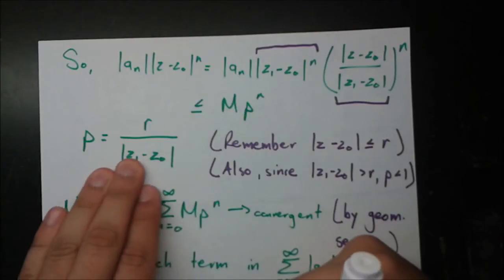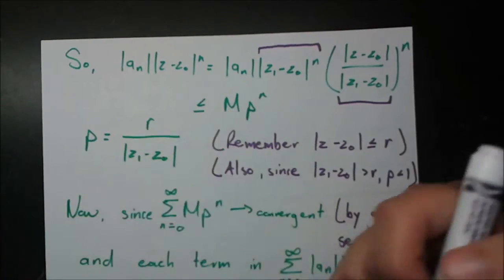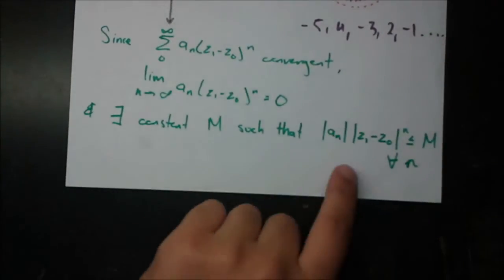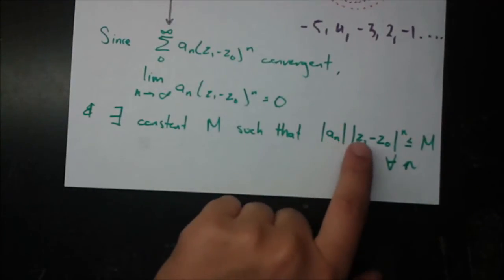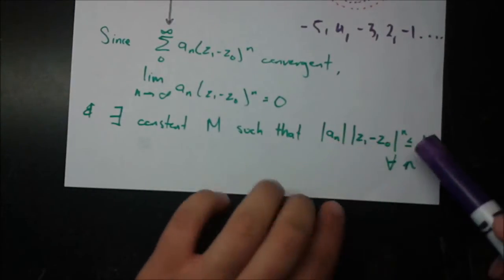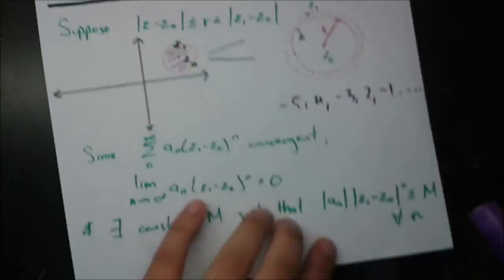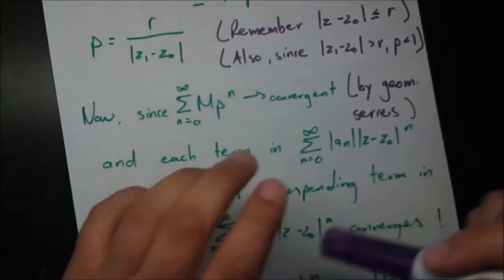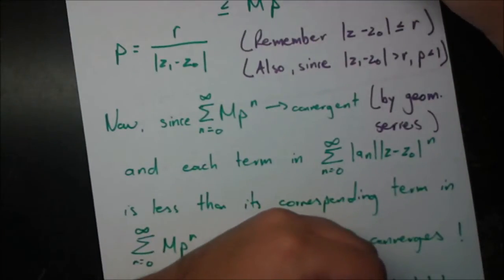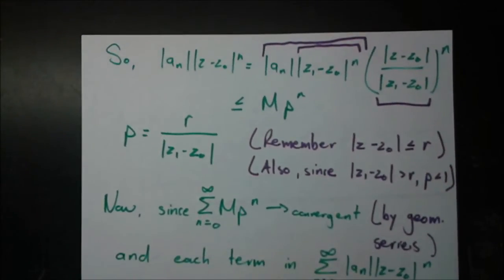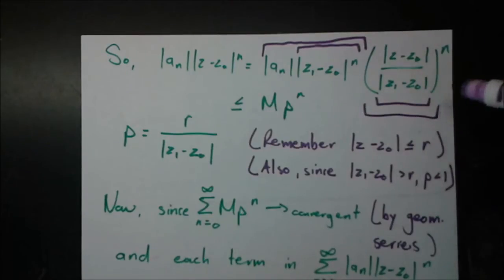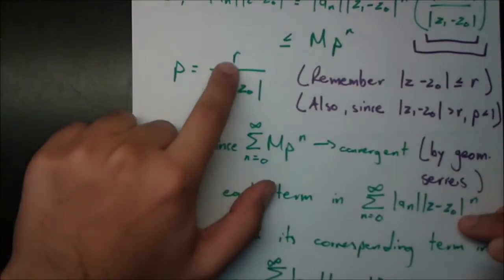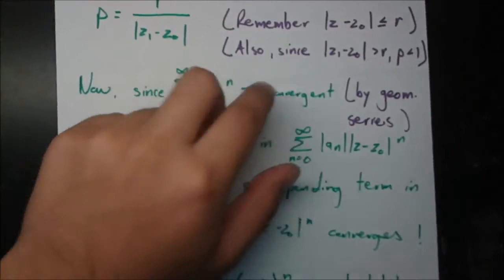I'll explain what p is in a second, but what is m? So we said that absolute value a sub n times z1 minus z0 to the power of n is always less than or equal to m. So remember, we look at this, and this is the same thing as this whole term right here. So that is always less than or equal to m. Now what about this right here? So p is defined as r. Remember what r is? In fact, I've written it here.